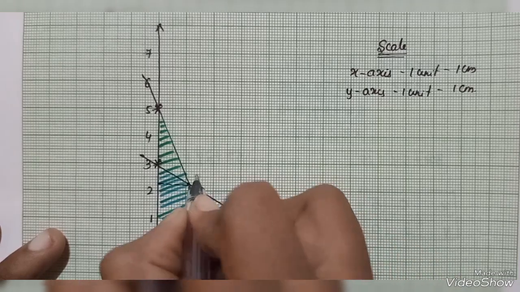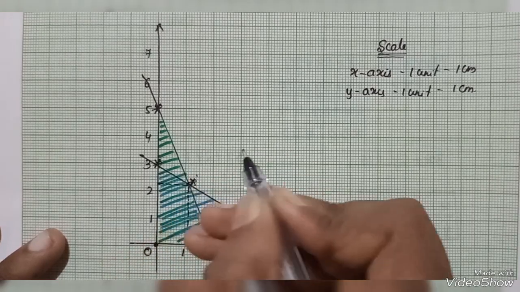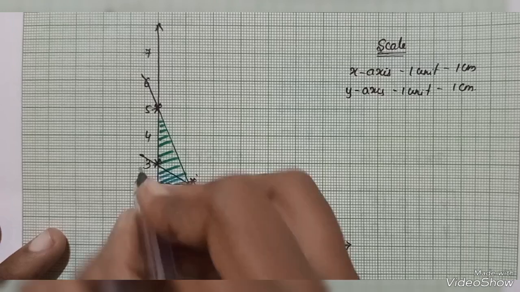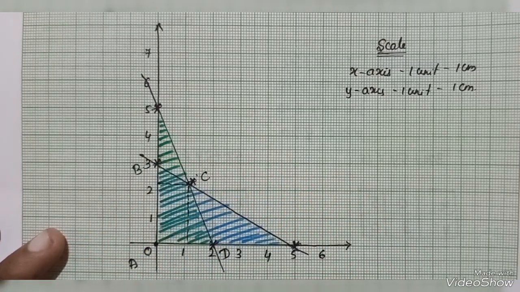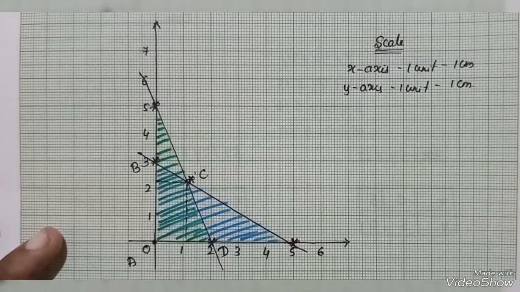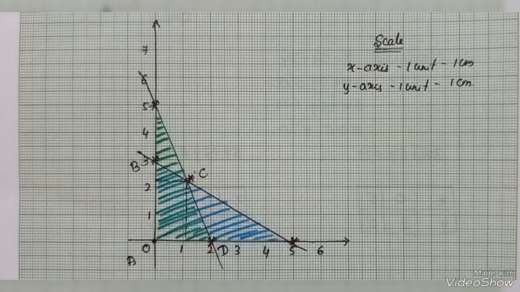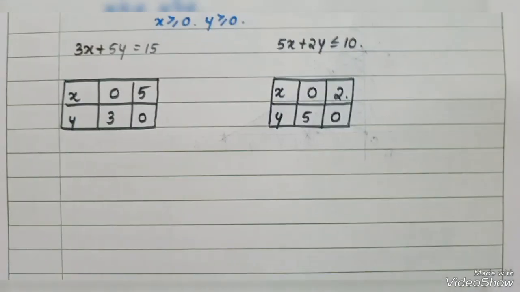Okay, there is a point. Here the shaded region is 1 2 3. Here there is a point. Okay, I am taking A, B, C and D. Okay, this is the bounded region, but we don't get the exact position of this point. For that purpose I have to calculate the equation.